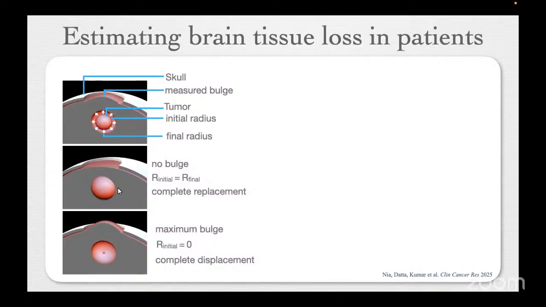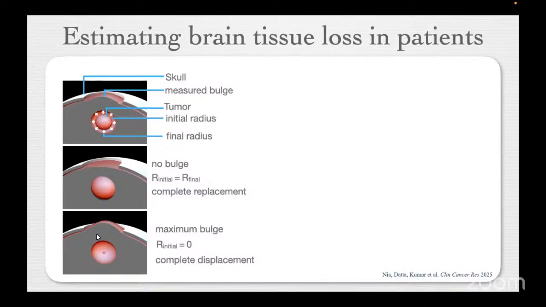In the two extremes, cases that are shown here, in this extreme, you can imagine the tumor grew to a large size, but there's no bulge after the craniotomy. And what that would indicate is that the tumor has not displaced the tissue by solid stress, but it's actually replaced the tissue. So you've had brain loss in this case. In the other extreme, if you go from a small size to a large size and there's a corresponding large bulge, now you can say that the solid stress has caused that bulge and you have displacement instead of replacement.